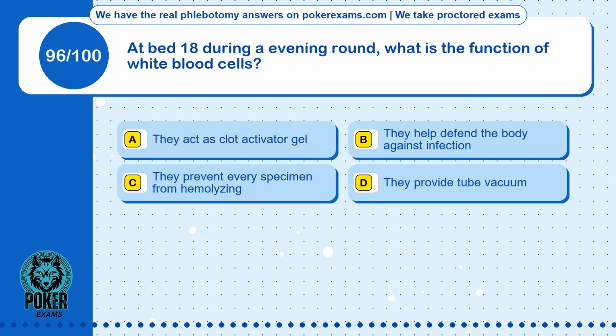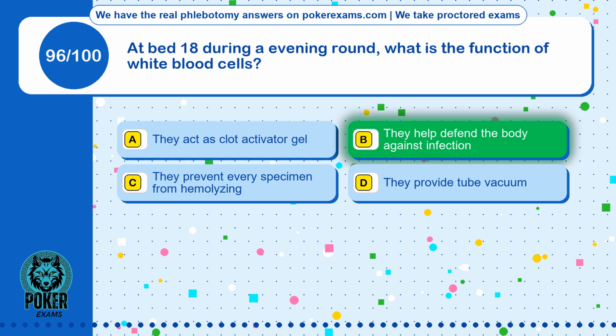Question 96. At bed 18 during an evening round, what is the function of white blood cells? Option A. They act as clot activator gel. Option B. They help defend the body against infection. Option C. They prevent every specimen from hemolyzing. Option D. They provide tube vacuum.